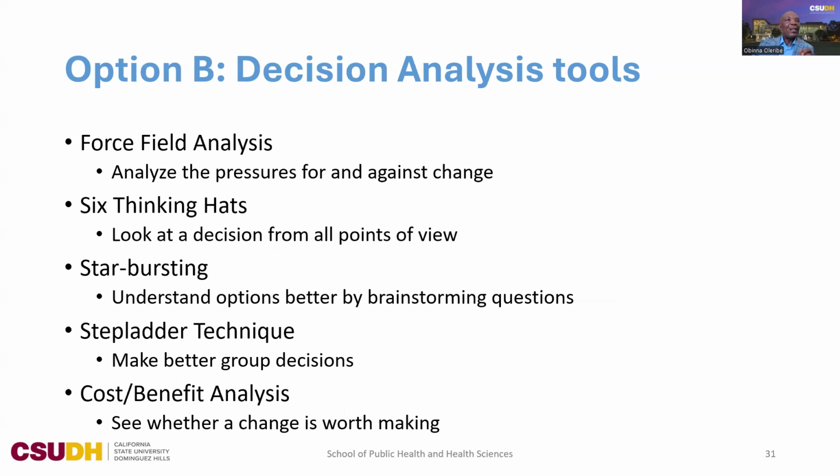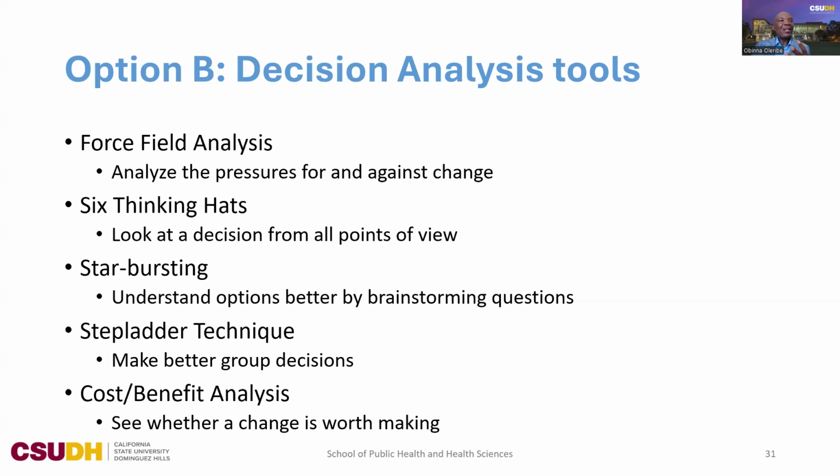Now, in option B, analyzing your decision, you can use a force field analysis, the six thinking hats, the star busting, the step ladder techniques, or even the cost benefit analysis. The force field analysis actually examines the forces for and against the change. By identifying and evaluating these pressures, decision makers can develop strategies to strengthen support and reduce obstacles for successful implementation.